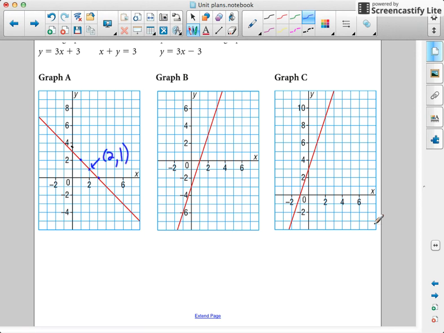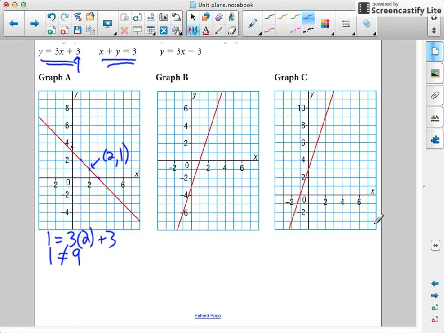Okay, so I'm just going to sub it into my first equation here. My y value is 1 equals 3 times 2, because 2 is my x value, plus 3. Well, 1 does not equal 6 plus 3, which is 9. So I know that graph A is not that equation. I don't have to do a second point if I already know it doesn't work out. So let's try a different equation.